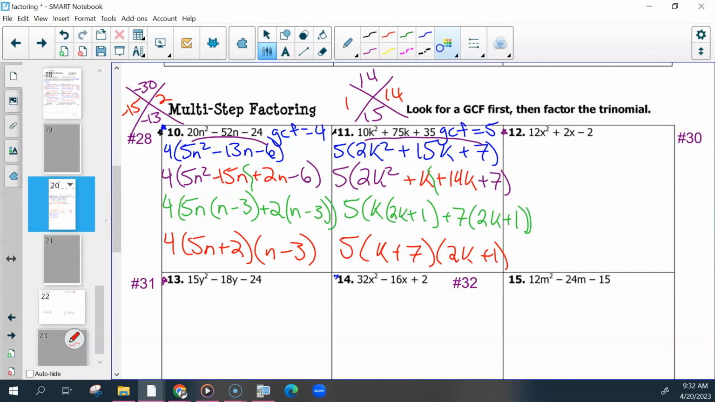Do we have any questions on what happens when you have a GCF? I'm going to be paying attention. You don't really have space for this, but either find somewhere to write this down or get out a sheet of paper.